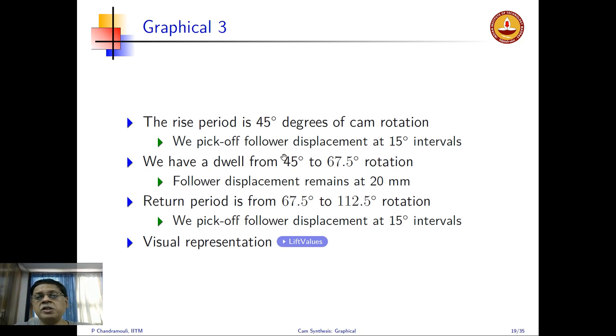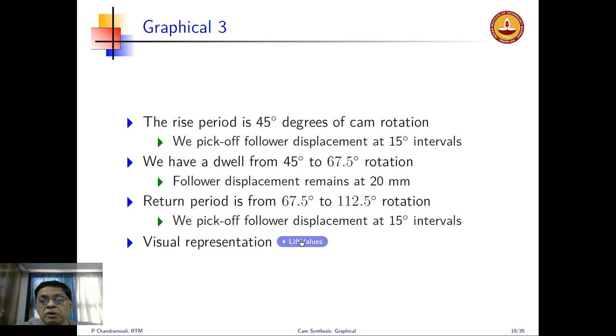So what we are going to do is we are going to do this graphically. Therefore I'm going to simply pick off the follower displacement at 15-degree intervals in the rise and return period. So I have data at 0, obviously at 0 displacement, 15 degrees, 30 degrees, 45 degrees, of course it will reach the maximum lift. Then similarly in the return, the first point is going to be the maximum lift. Then I will look at 15 degrees after I start to return, 30 degrees after, which means 67.5 plus 15, which is 82.5, and then 97.5, and of course 112.5. It finally reaches the 0 displacement.